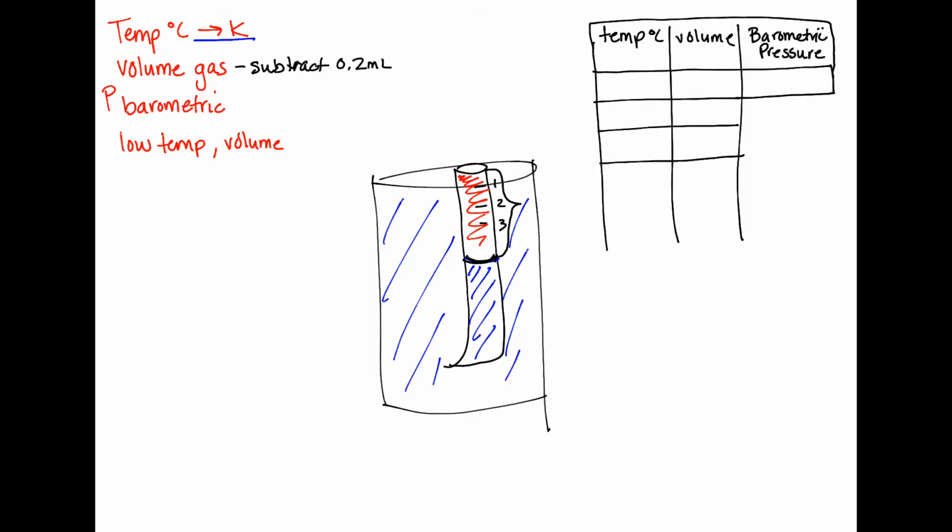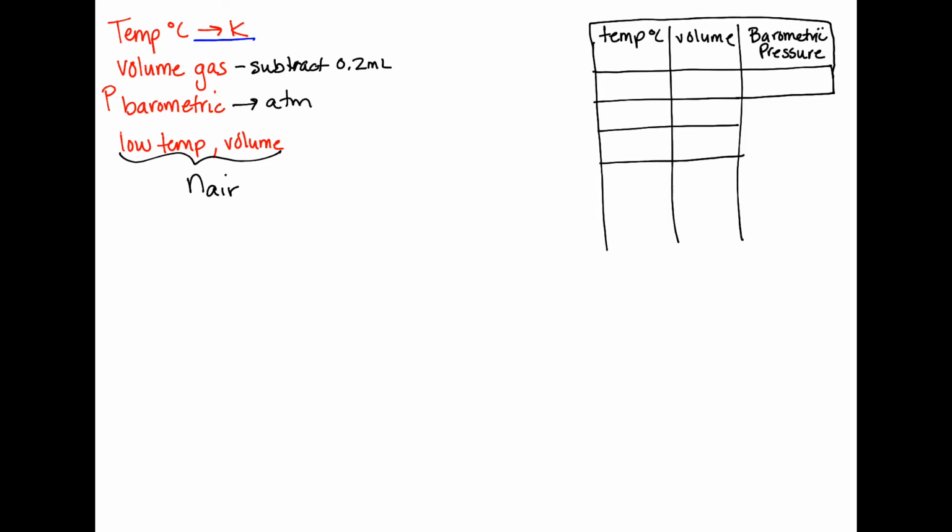All right, the barometric pressure we're going to measure in millimeters of mercury. It needs to be converted into atmospheres. And then again, the low temperature and volume would be used to calculate moles of air. And you only need to do that once, just for the low temperature and volume.